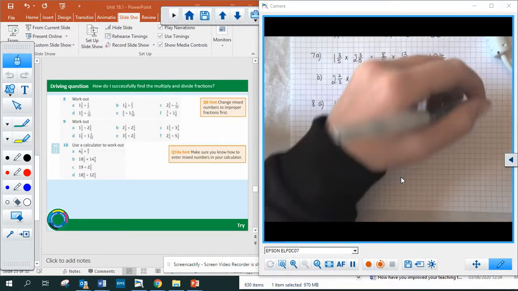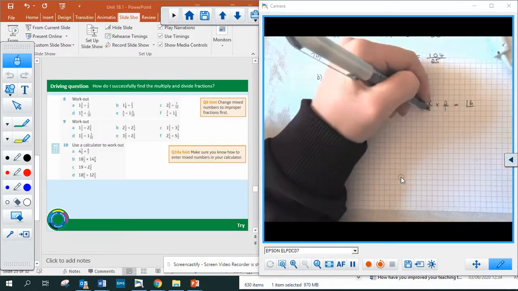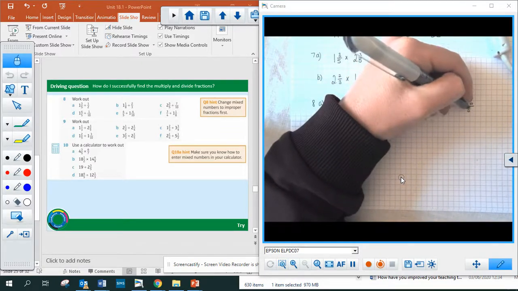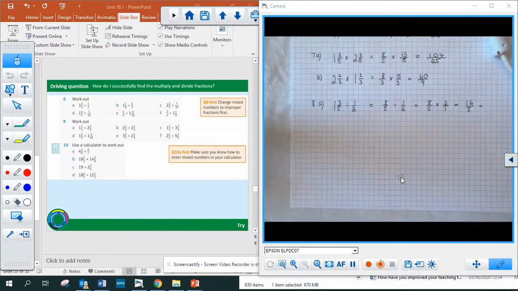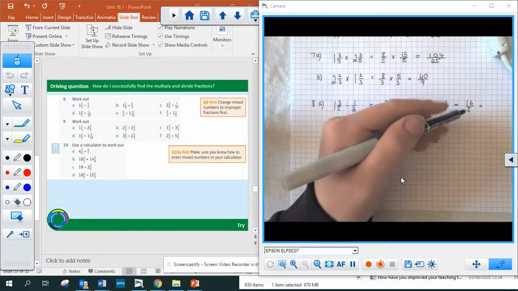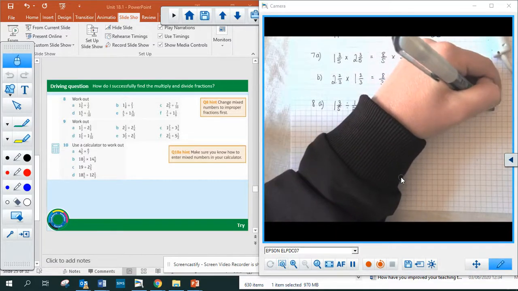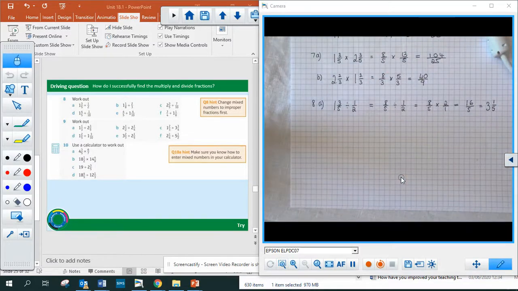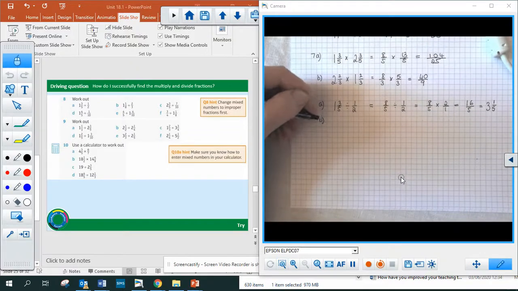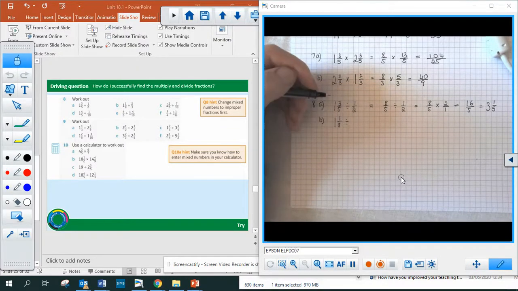Then you can apply your multiplication rules as normal. 8 times 2 is 16. 5 times 1 is 5. Okay, and I'm going to change this one now into a mixed number. How many 5s go into 16? Well, 5 times 3 is 15, with 1 remaining. So it's 3 1/5. Okay, I'm going to do another one for part B. We've got 1 1/8 divided by 2/3.